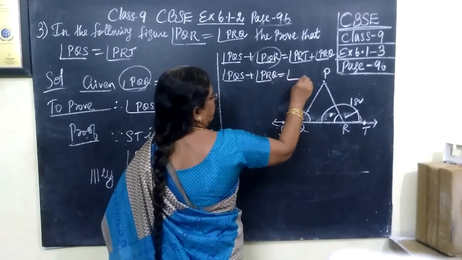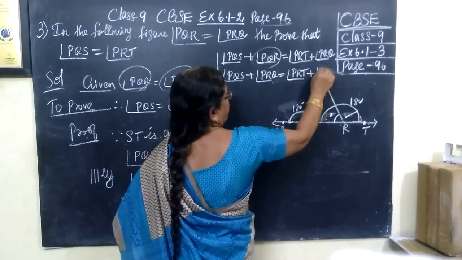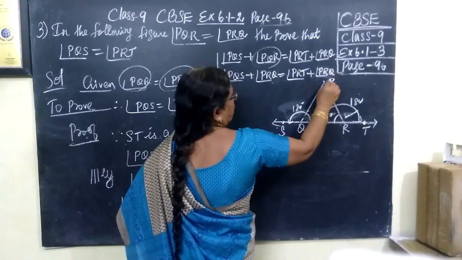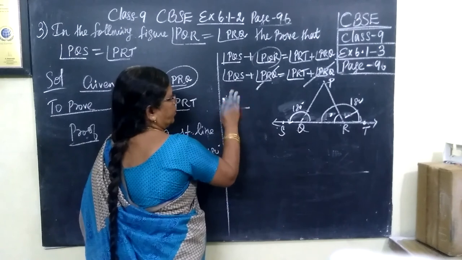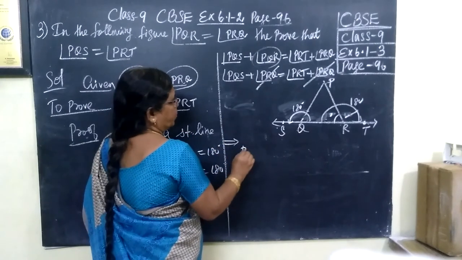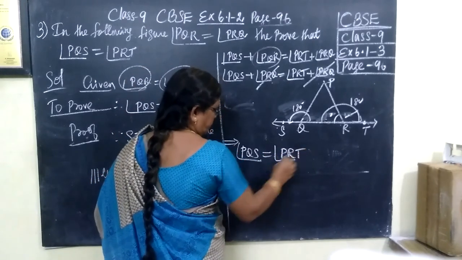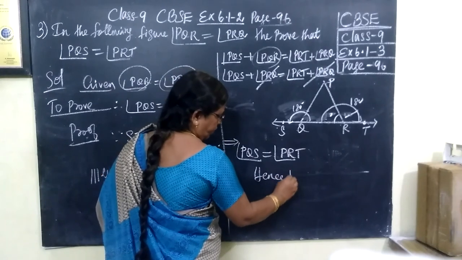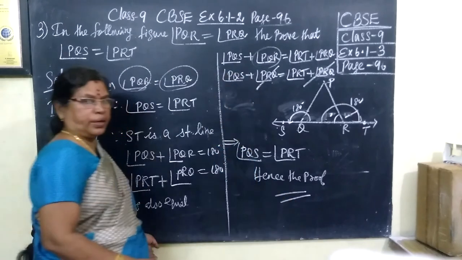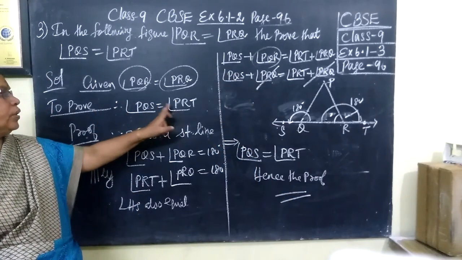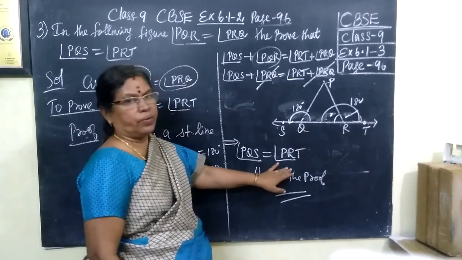So, this is equal to PRT plus PRQ. Now, you can strike out the common angle. So, write the remaining. So, it implies PQS equal to PRT. Hence the proof. This is a very simple sum. You are equating the RHS side and writing the equal angle, cancel the common angle, and the remaining is what you want to prove.